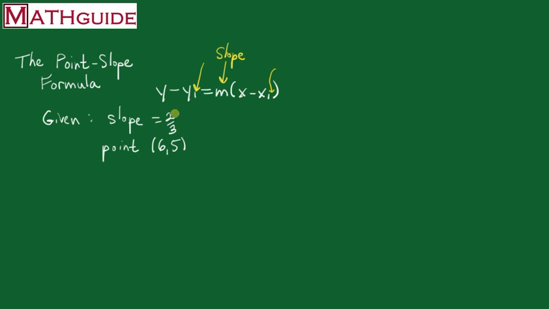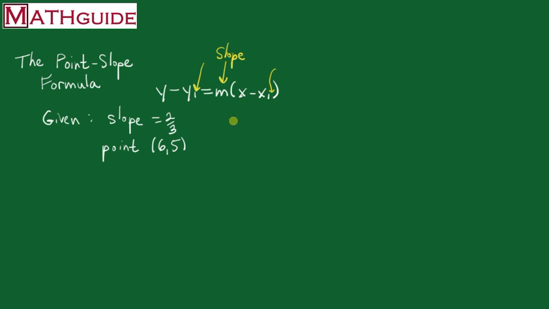What we're going to do is use these two pieces of information, the point and the slope, to come up with an equation of a line that contains those two pieces of information. So in other words, we want to know what is the equation of a line that has a slope of 2/3 but also passes through the point (6, 5). So the point slope formula does just that. It'll tell us what equation has those characteristics.